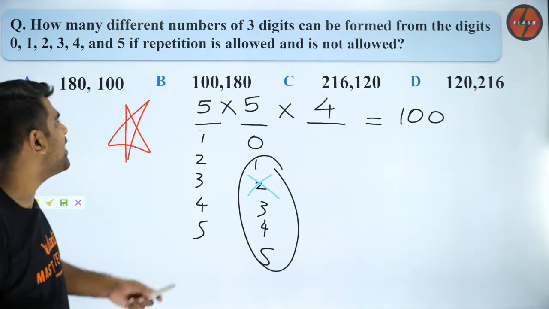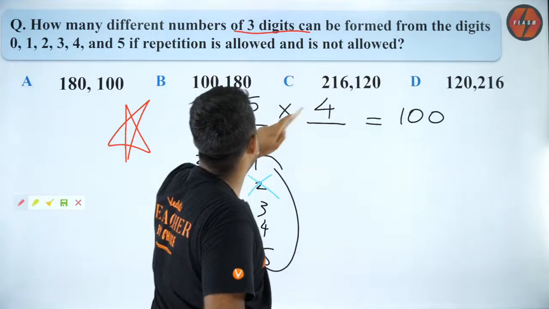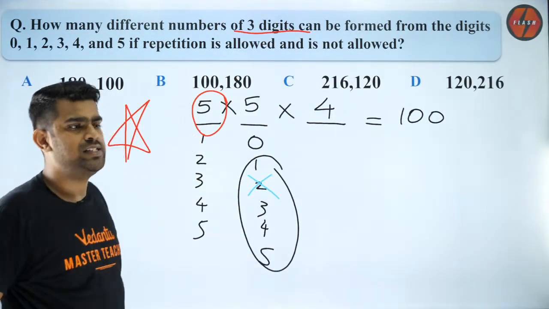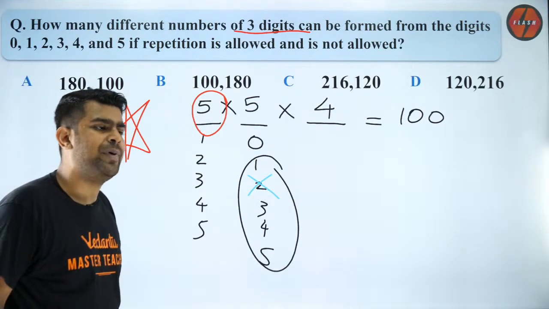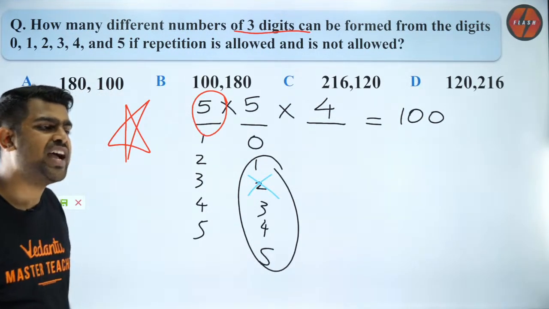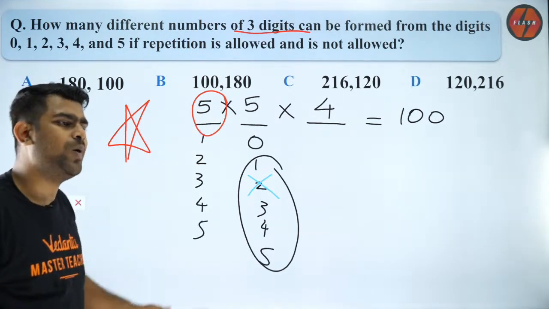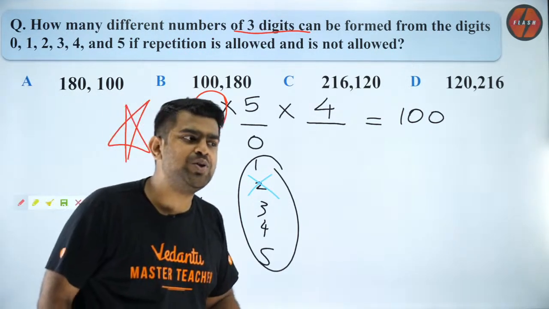Shreya, because we want 3-digit numbers, if I say the starting digit is 0, then it will become a 2-digit number, na? Are you able to understand, Shreya? So the starting digit cannot be 0. That is the way you do it. Are you all able to understand?